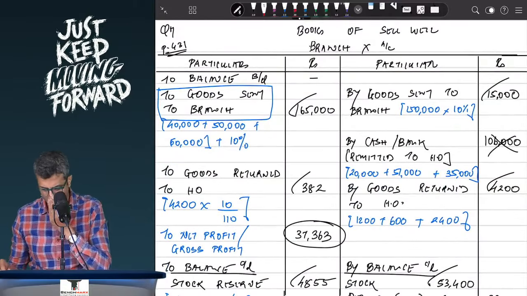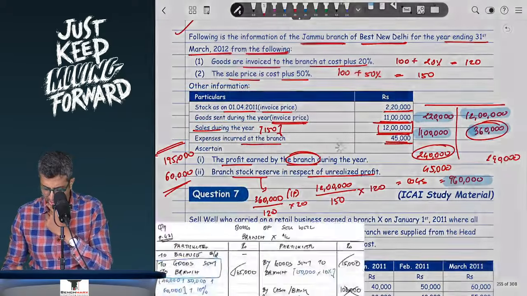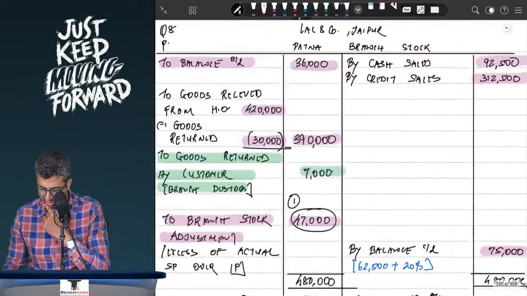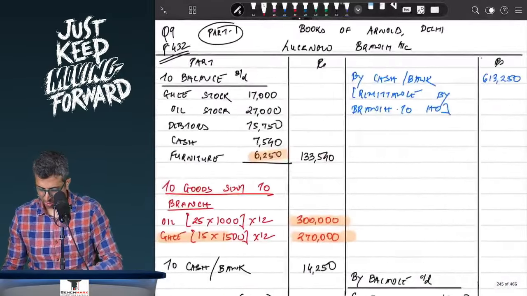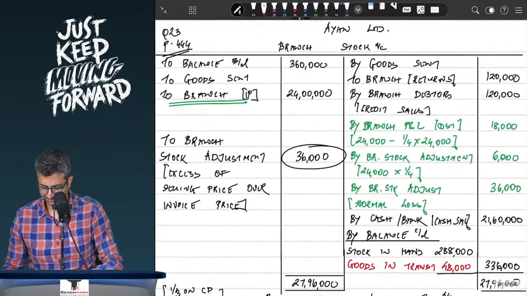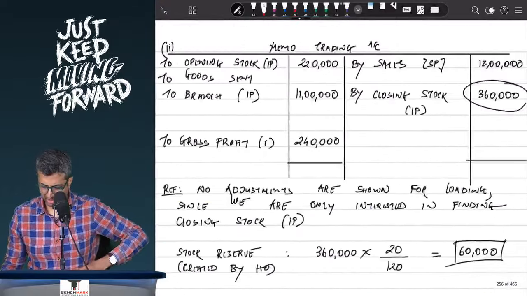Only profit of 20 is sitting. So that was question 7. If I look at question number 6, where did it go? I'm not sure if I can find 6 over here handy. It's somewhere else. But nevertheless, there you go.